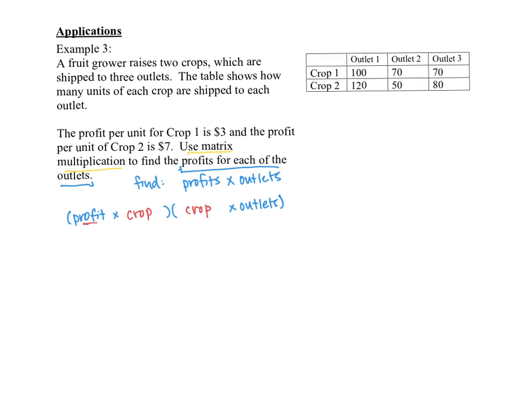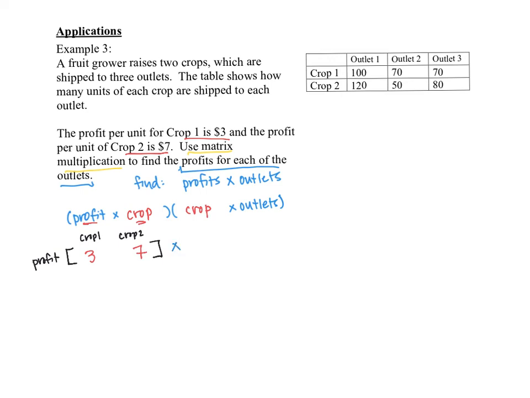Okay, remember the first, this is the rows, this is the columns. So I want rows of profits. Let me write this. Row is profit. I want the columns to be crops. How many crops are there? 2 crops. So crop 1, crop 2. Okay, let's see. What is the profit per crop 1? The profit per crop 1, is it given? There it is. Crop 1 is $3. Crop 2, $7. Okay, now what am I multiplying this by?